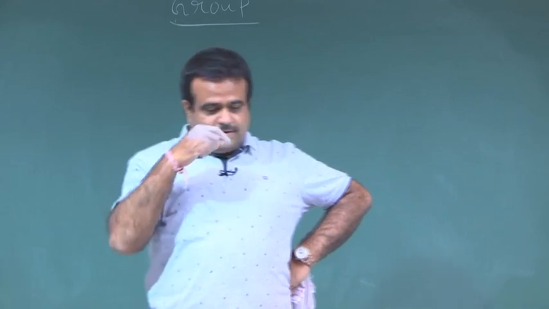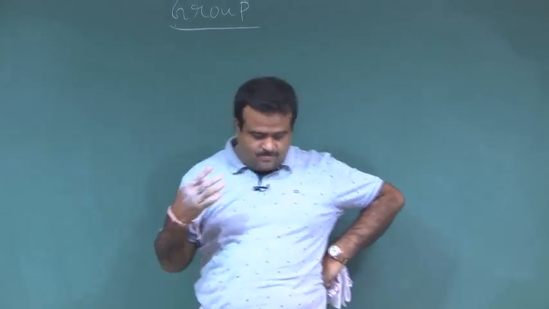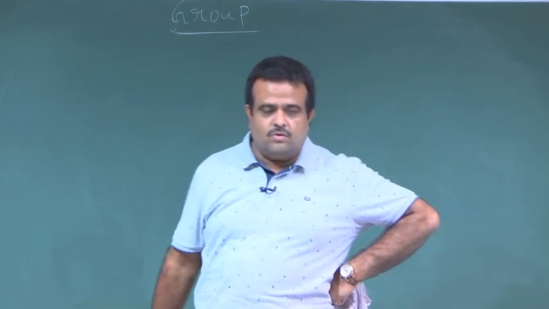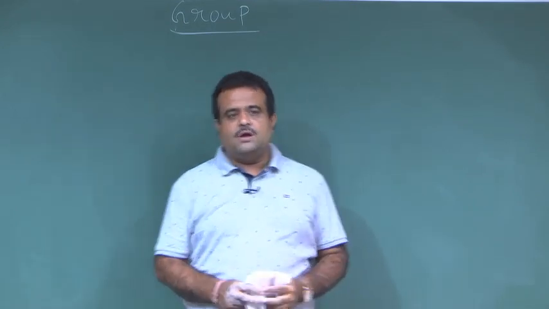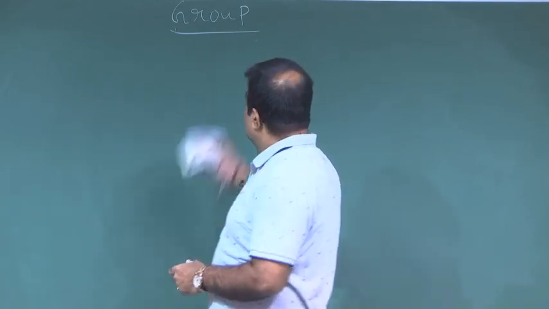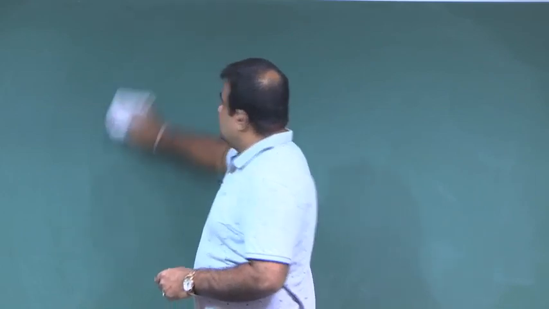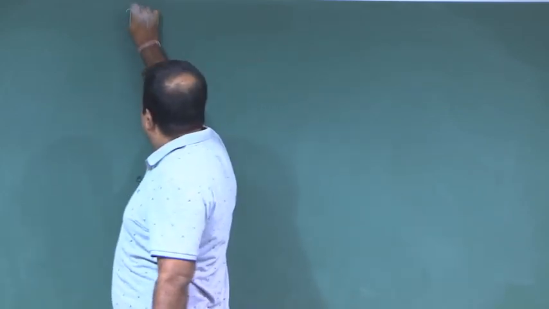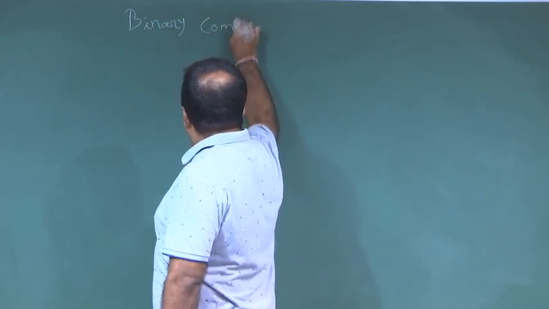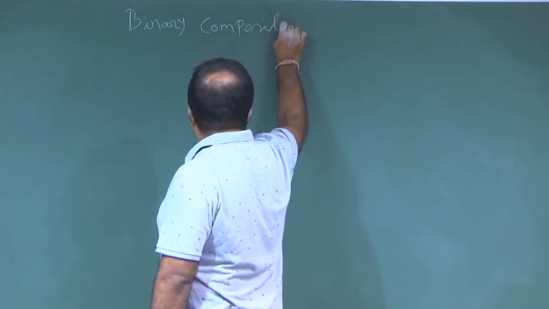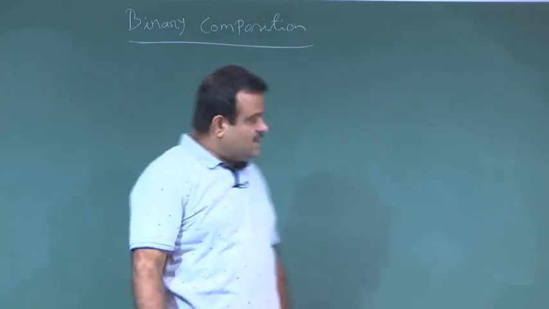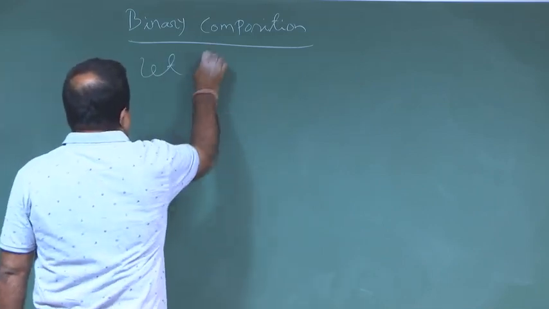Okay, so we start with some algebraic structures, like the group. We start with the groupoid, then we will move to the algebraic structure group. Before that, let us define what we mean by binary composition, or binary operation.